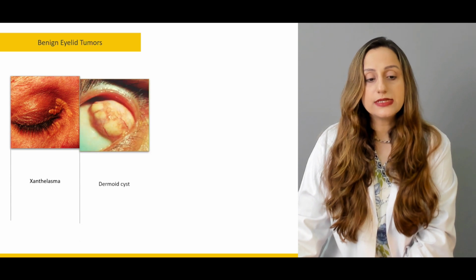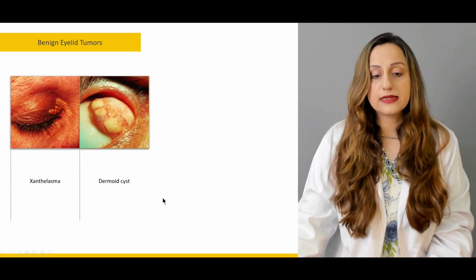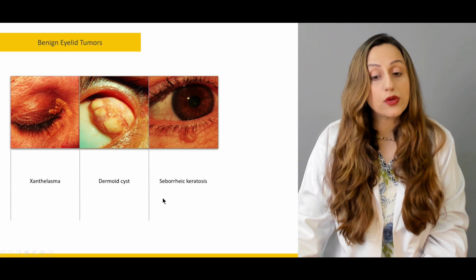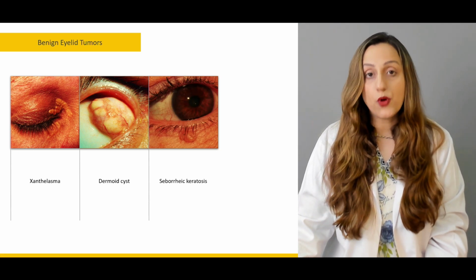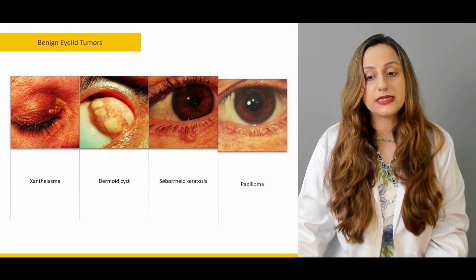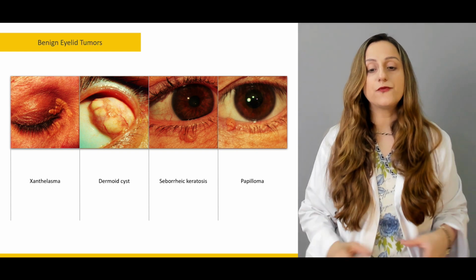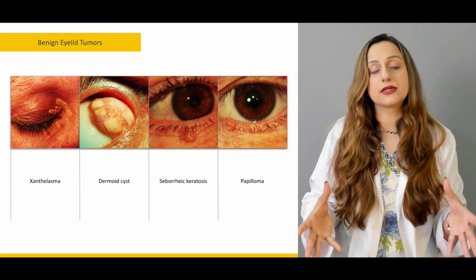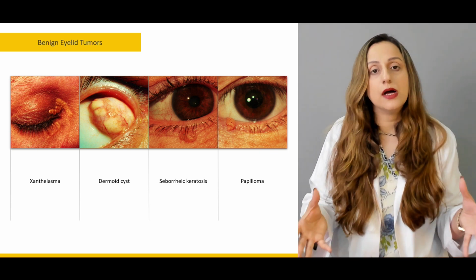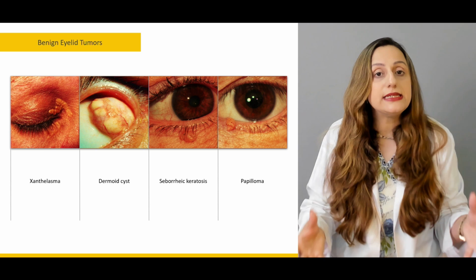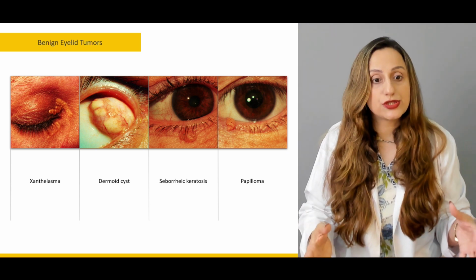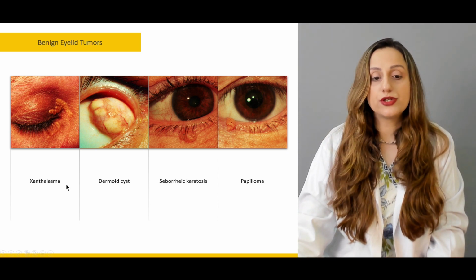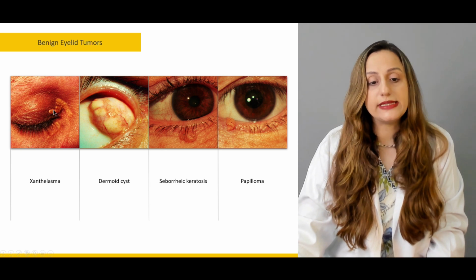The benign tumors can be xanthelasmas or dermoid cysts. On the other hand, the patient can be suffering from seborrheic keratosis, and we can have papillomas as well. Just by looking at these conditions, you're not able to differentially diagnose them, but these are the nodular patches that are present on the eyelids.